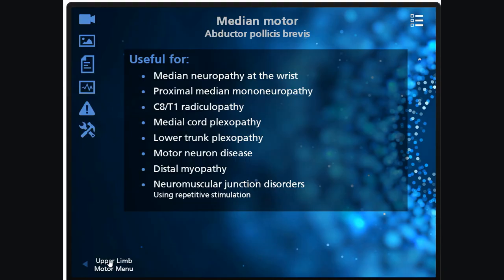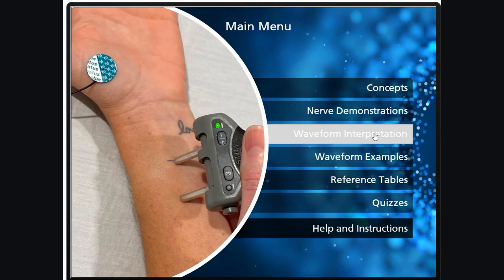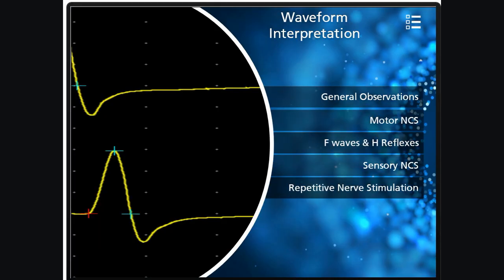And we have a large number of nerves. Some of these are common nerves, some of these are uncommon nerves in which we demonstrate and describe how to perform them. The waveform interpretation section is a section dedicated to instruction on what you should look at when you're interpreting the nerve conduction study waveforms.